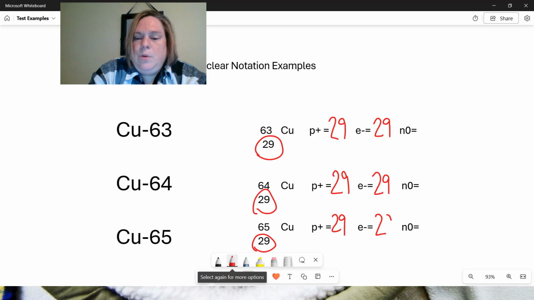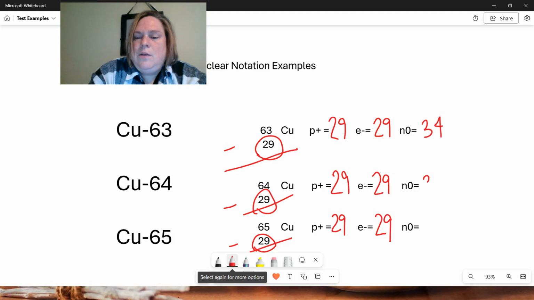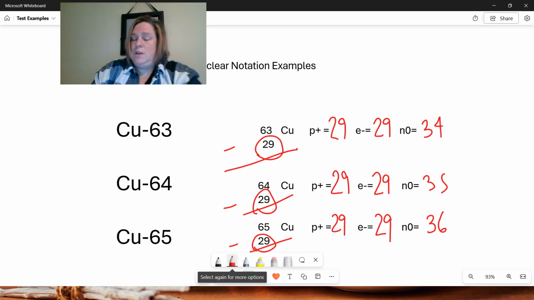Now, to determine the number of neutrons, we're just going to subtract these numbers from each other, and we will get the number of neutrons. The first one has 34 neutrons, the second one has 35, and the third one has 36. And that's how you determine electrons, protons, and neutrons with nuclear notation.